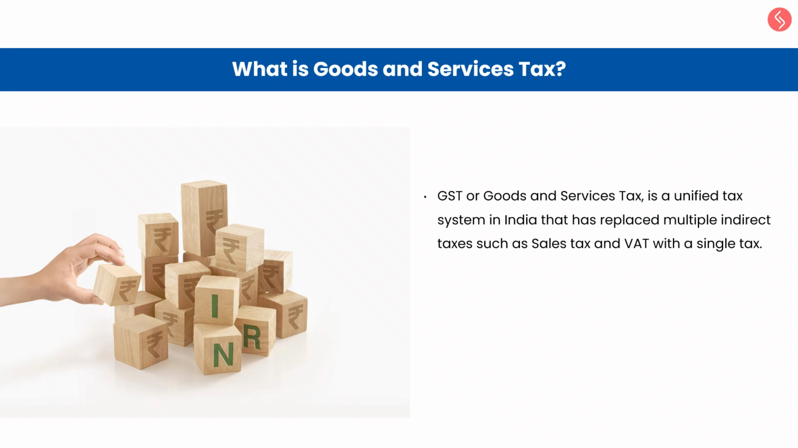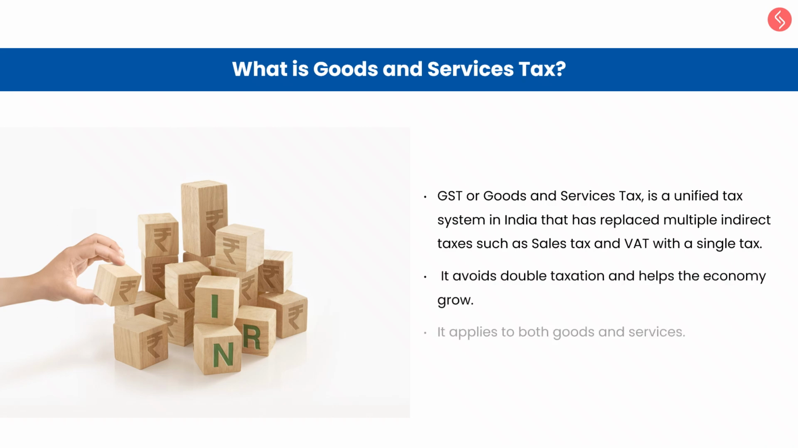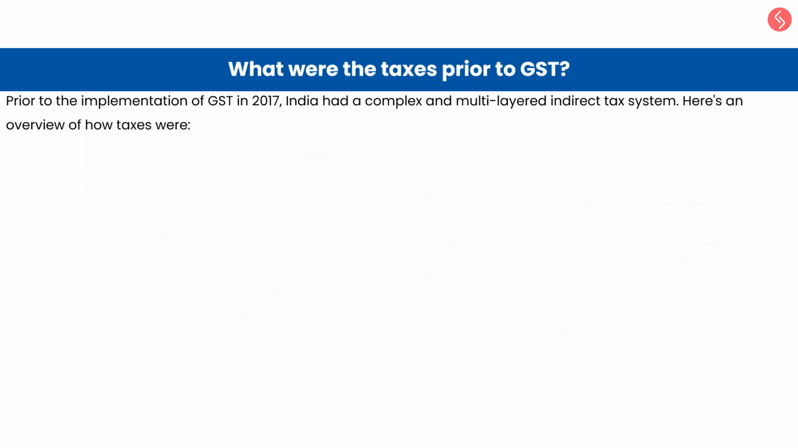GST, or Goods and Services Tax, is a unified tax system in India that has replaced multiple indirect taxes such as sales tax and VAT with a single tax. It avoids double taxation and helps the economy grow. It applies to both goods and services. Prior to the implementation of GST in 2017, India had a complex and multi-layered indirect tax system.